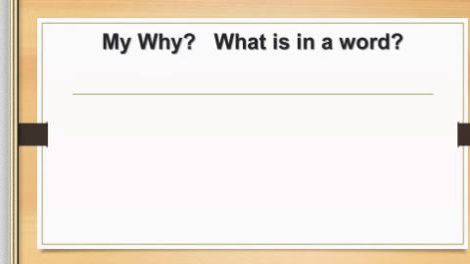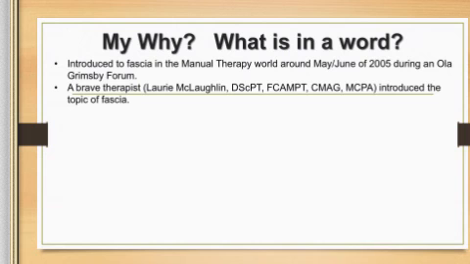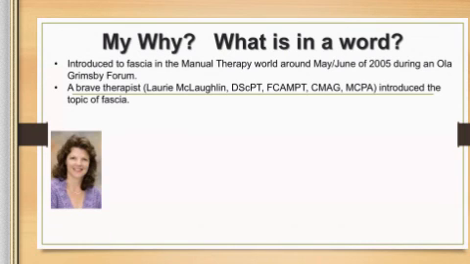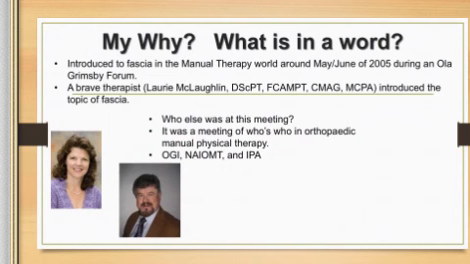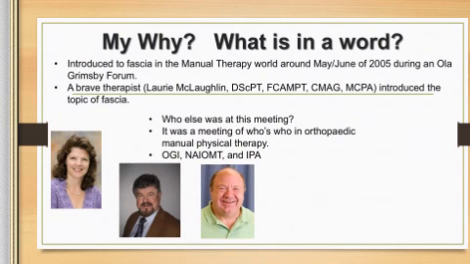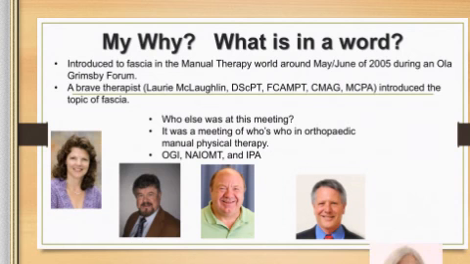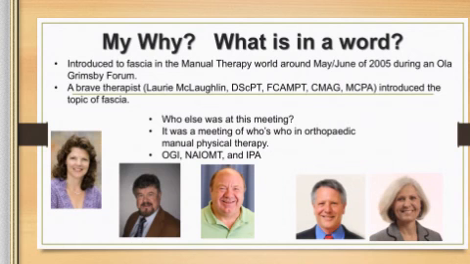So, my why. Why is this word important for me, the fascia system? Well, it was introduced to me in 2005 during an Ola Grimsby Institute. A brave therapist got up in front of a whole bunch of manutherapists, and her name is Lori McLaughlin, and introduced this topic of fascia. Why is that really important? Well, this was sort of an area of who's who in orthopedic manuotherapy. We had 3 major institutions here: the Ola Grimsby Institute, which has always had soft tissue involved, but not necessarily looking at fascia; the North American Institute of Manuotherapy, which really hadn't done anything in that realm with soft tissue; and then the IPA group with Vicky and Greg Johnson, who weren't really looking at that fascia at the time.